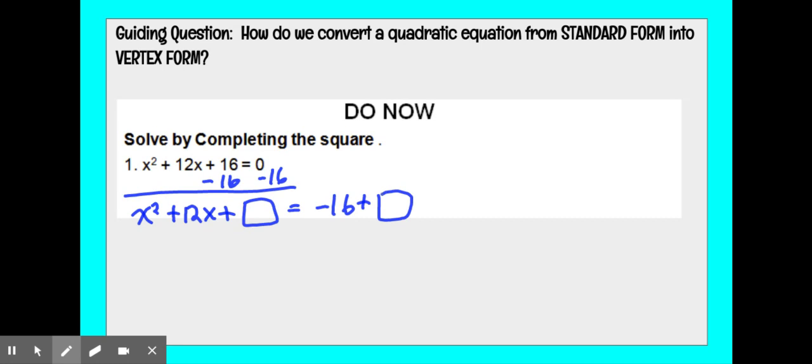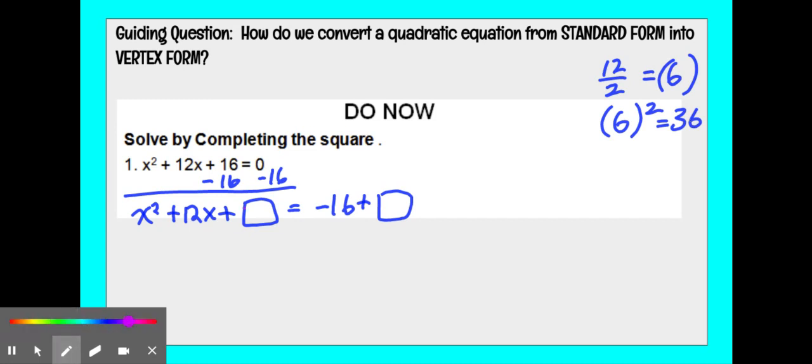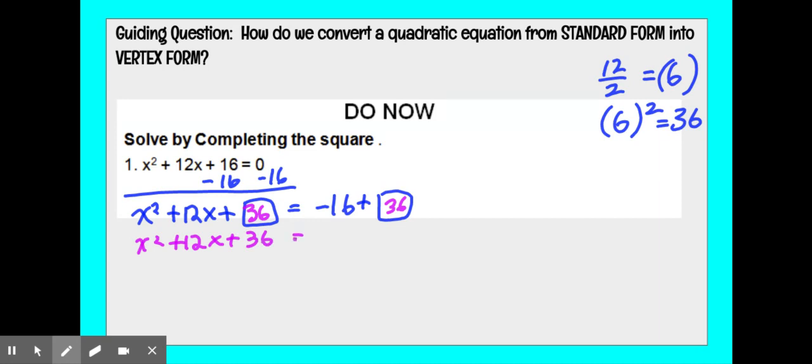Now what do we have to do? We have to take b, halve it, and then square it. Well, b is 12. When we halve 12, we get 6. That's the number in our factor. When we take 6 and square it, we get 36. So 36 is the number that's going to go into our square. Now we clean it up. We get x squared plus 12x plus 36 equals negative 16 plus 36, which is 20.